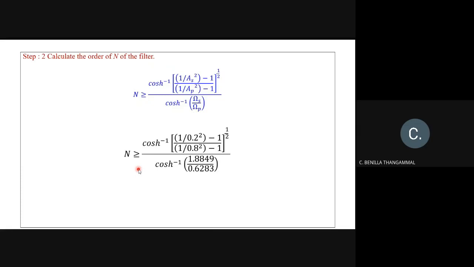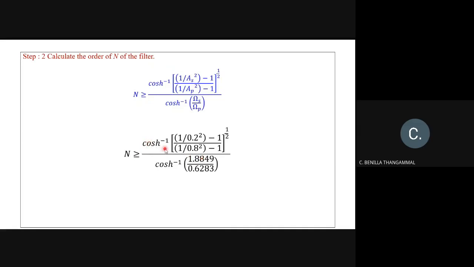Calculator should be in radian mode. Hyperbolic function can be obtained by pressing the button HYP and shift cos. If you press, you'll get your cosh inverse. If you want, you can try the hyperbolic button plus shift cos. So you'll be getting your cosh inverse, right? So you can type it as such.